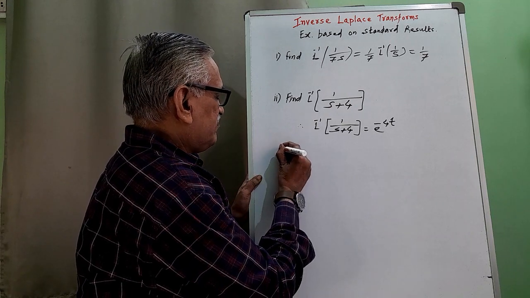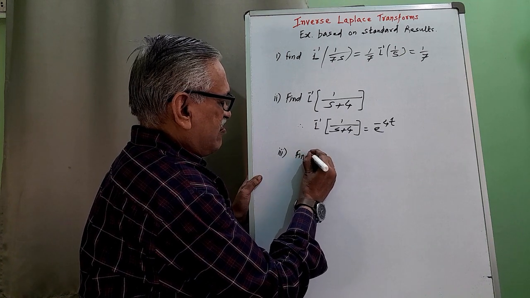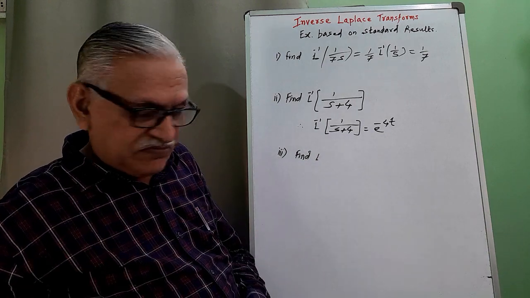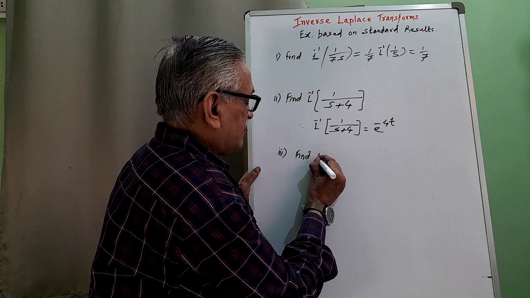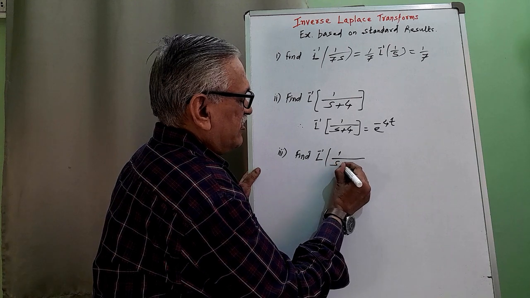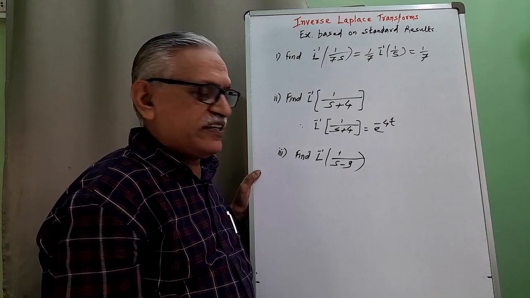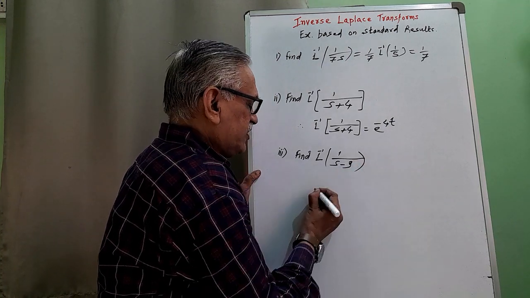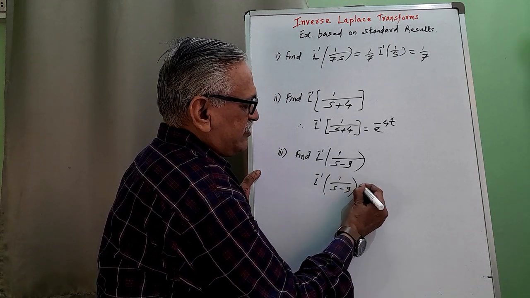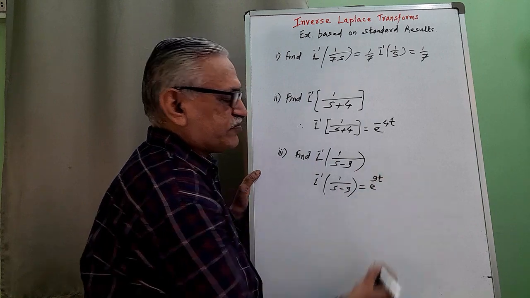Then third, find inverse Laplace of 1 upon s minus 9. Here the term is 1 upon s minus a, and whenever we have such a term, its inverse is e raised to at. A is here 9, and therefore it is e raised to 9t.